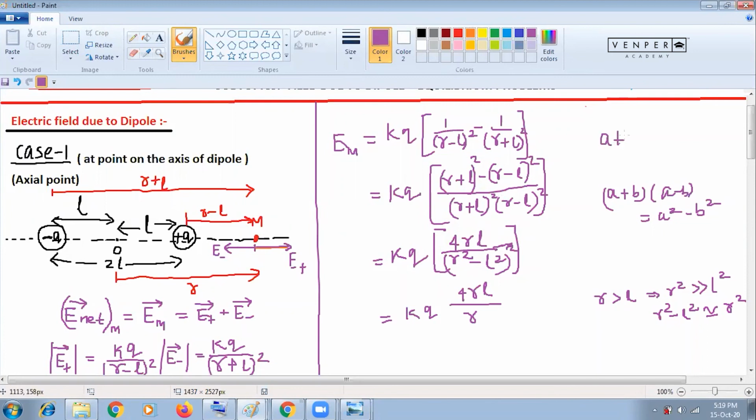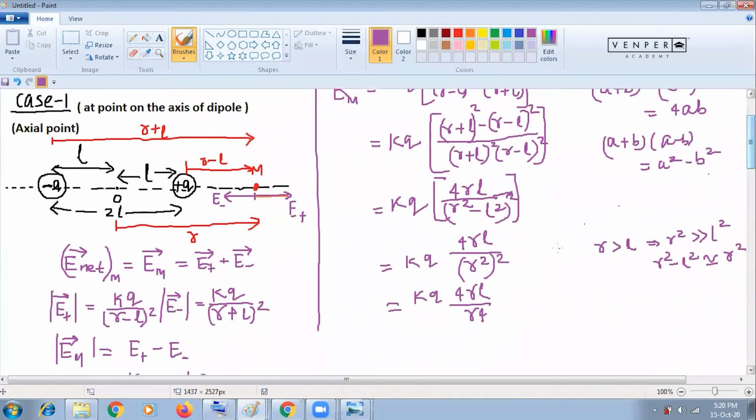And remember, A plus B whole square minus A minus B whole square will give you how much? It will give you 4ab, because A plus B whole square is A square plus B square plus 2ab, and A minus B whole square is A square plus B square minus 2ab. So here one minus is there, so this will multiply, and it will become 4ab. So that's why 4RL is written. And here how much is it becoming? That is becoming R square, and already a square is there. So here it will become KQ, 4R into L divided by R to the power 4.